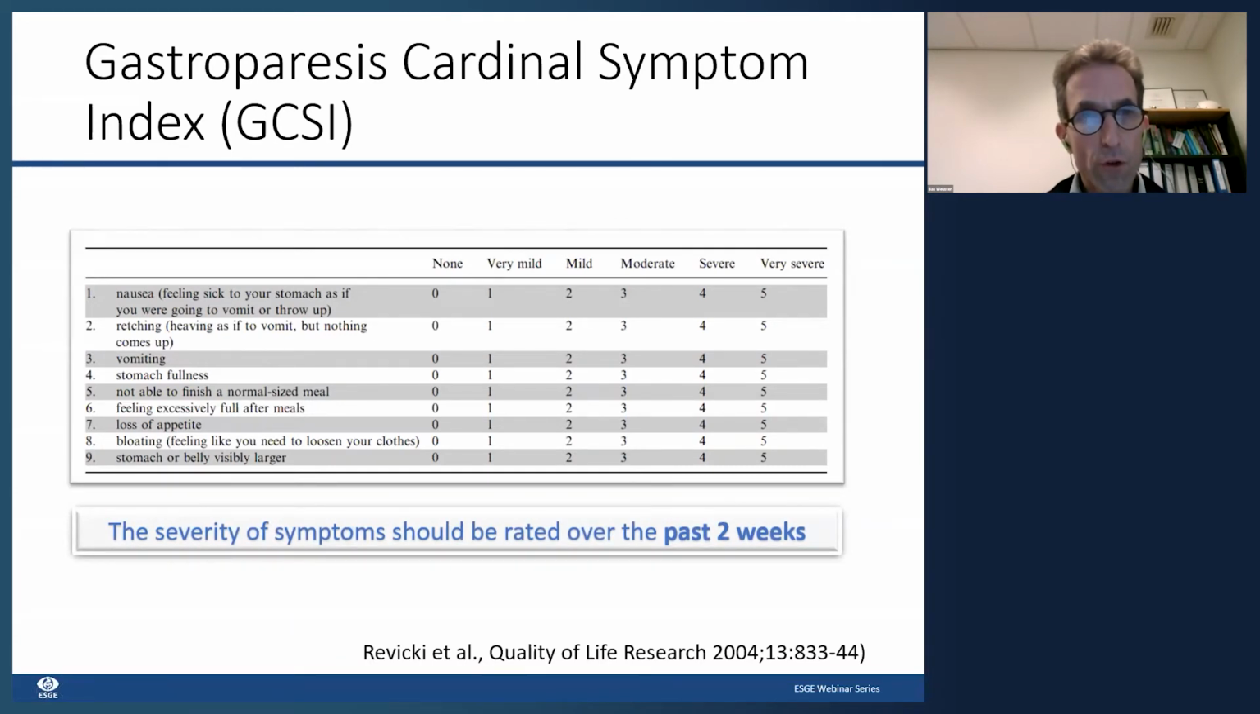And I think it's useful to use this index because it enables you in a more or less standardized way to analyze or to see the effect of your interventions. And of course, it's a tool frequently used in studies.